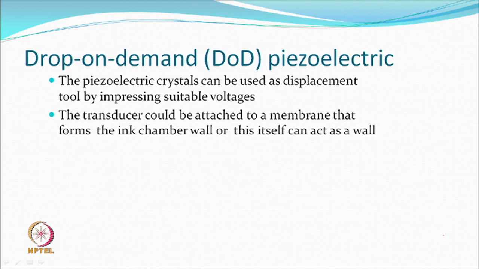The transducer can maybe be attached to a membrane that forms the ink chamber. So, you have an ink chamber, the ink chamber has a wall, the wall is made of some membrane which is flexible. And so, on one side, on top, on the side, at the bottom, if you add any such crystal, then after applying a suitable voltage or suitable field, you will get displacement, and so that much part of the volume could be ejected out.